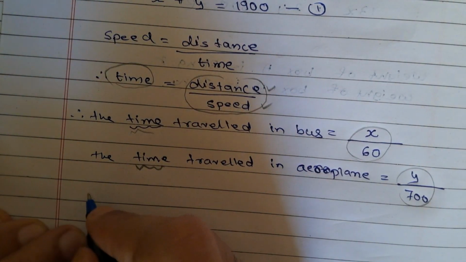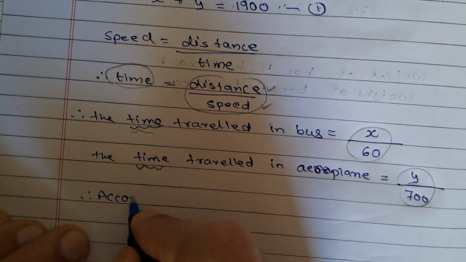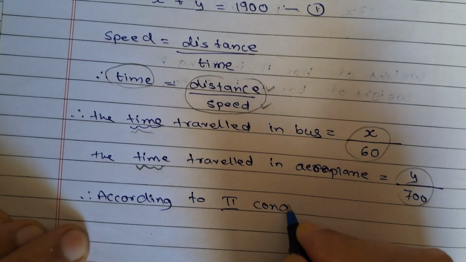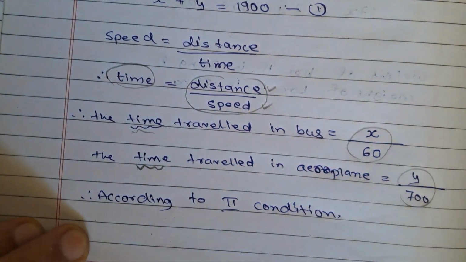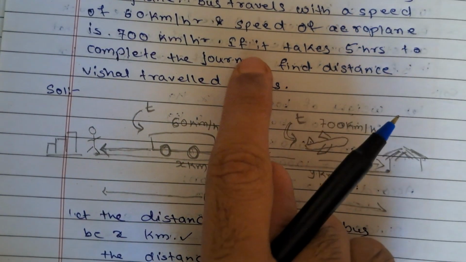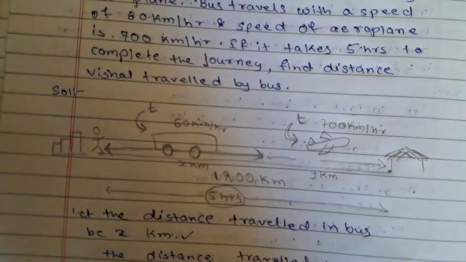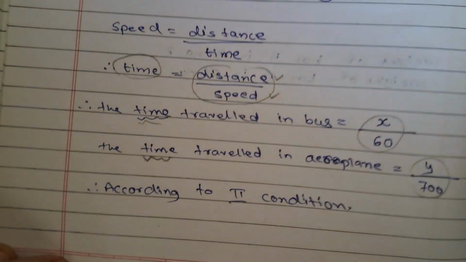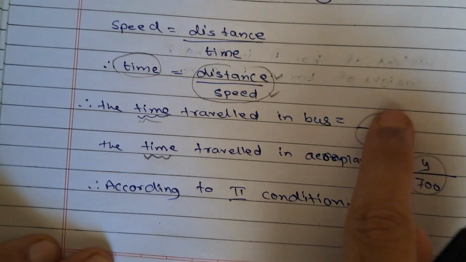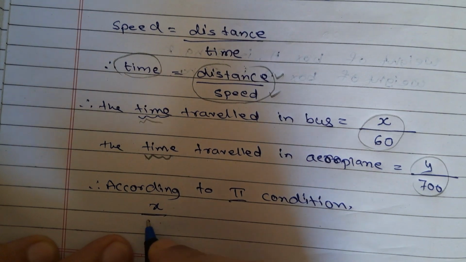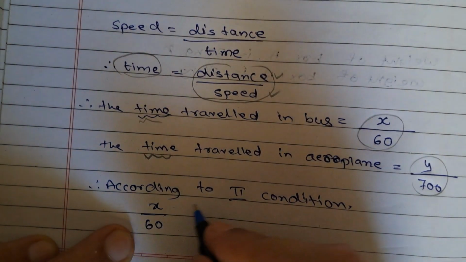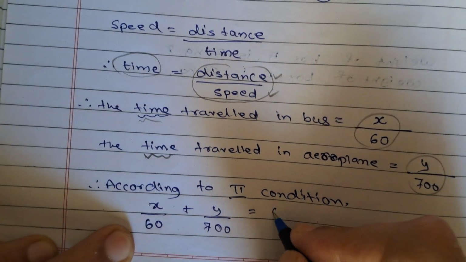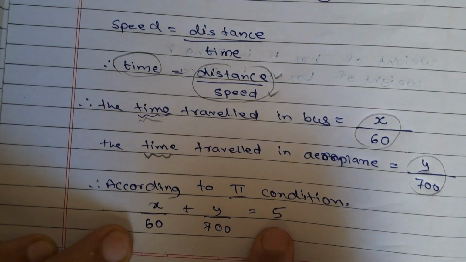So that means, according to the second condition, which is about the time written in the sum, it says that if it takes 5 hours to complete the journey, that means 5 hours is the next condition given to us. So I know the time for each of them, bus and aeroplane. I will put x upon 60 first. This is the time taken in bus, and y upon 700 is the time taken in aeroplane. And if I add both the times, it will give me 5 hours.